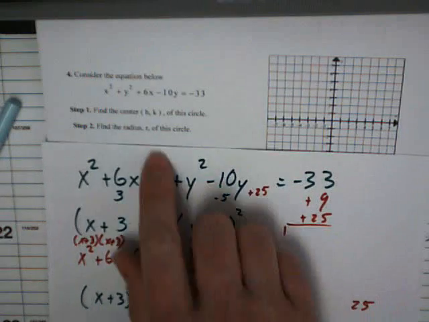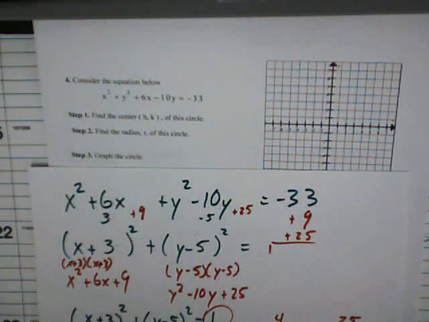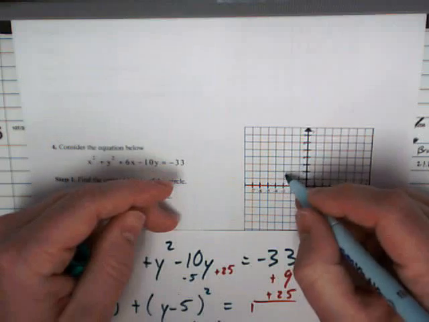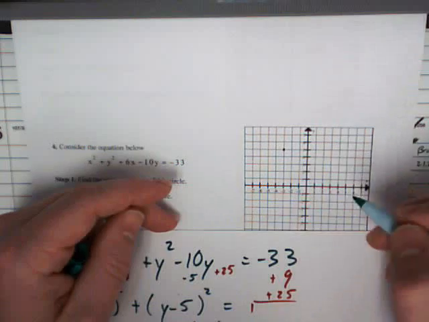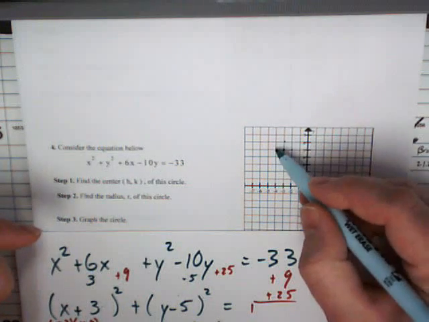So let's see what we need to do. We've found the center, we've found the radius, and now we want to graph it. So we graph at negative 3, 5. And the radius is 1. So we'll plot my little points here at 1 around it.